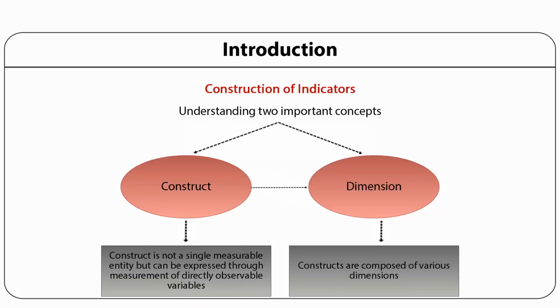Constructs are composed of various dimensions. Indicators measure important dimensions. They act as proxy for this measurement. For example, financial indicators can show the health of a country's economy. Science and technology indicators help to capture various facets, characteristics of science and technology, such as productivity, collaboration, impact. Productivity, collaboration, impact here are dimensions of science and technology, and each dimension of it is measured through indicators.